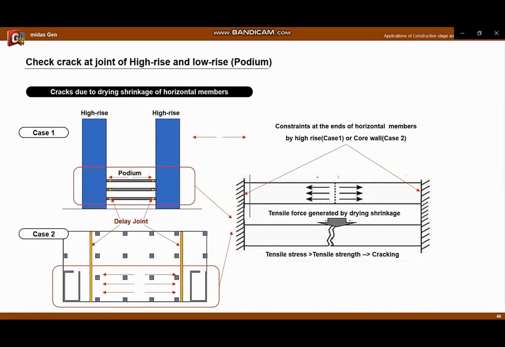To prevent the cracks by dry shrinkage, we can install a delay joint as follows, and connect the delay joint after almost all drying shrinkage occurs. Alternatively, the cracks can be prevented by adding rebars at the predicted crack point found through analysis.